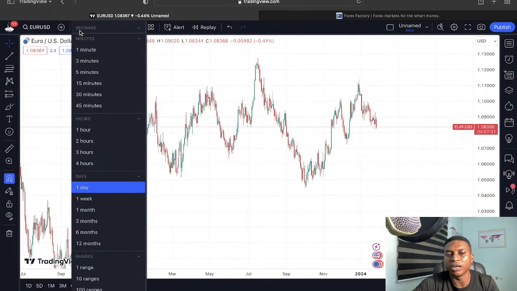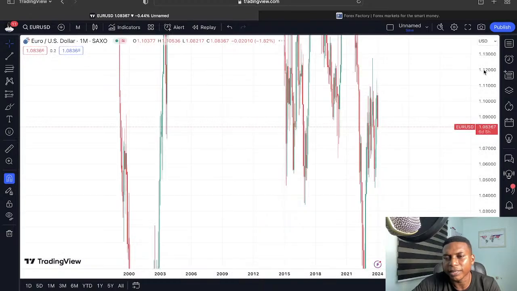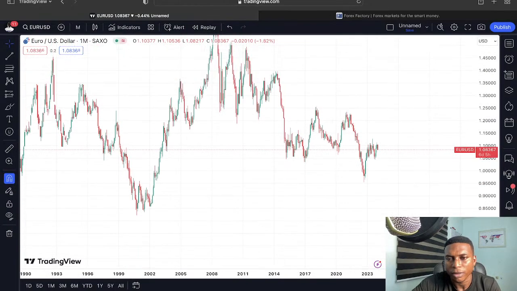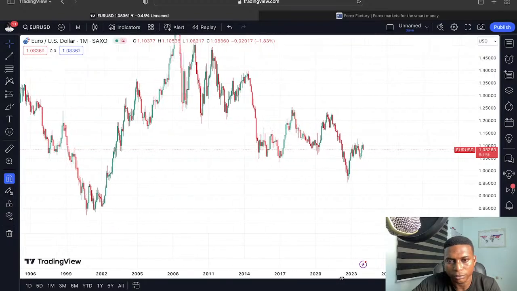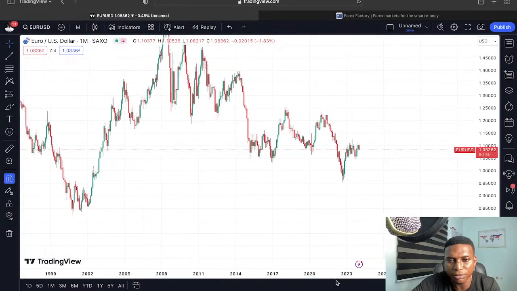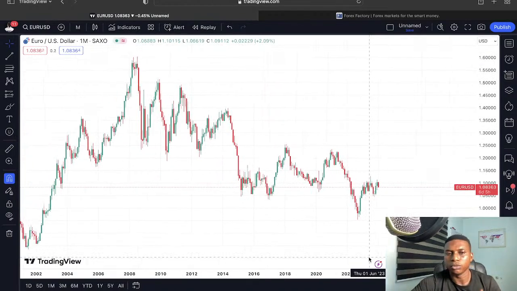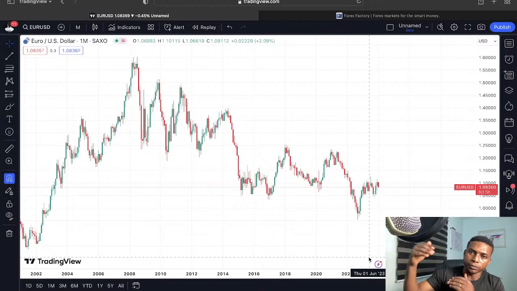So we do a top-down market analysis from the higher time frame, then we look at the lower time frame. Then we go lower into each of these time frames, from the monthly time frame to the weekly time frame to the daily time frame to the 4 hour time frame to the 1 hour time frame.